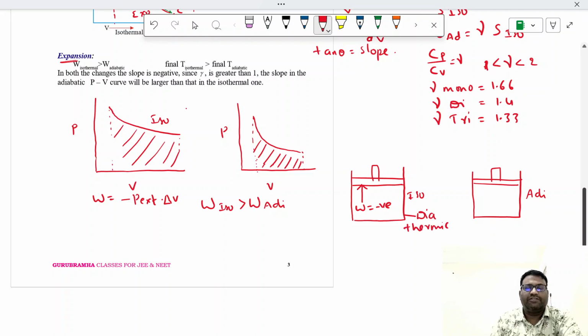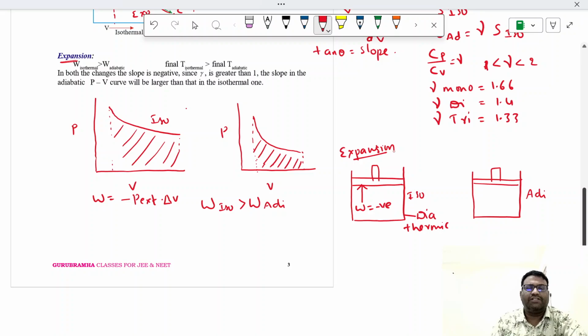Diathermic wall means which can allow the heat to flow through it. Heat can enter into the system, heat can leave the system. So work is done by the gas now. We are speaking about expansion work. During expansion, what happens? Work will be done by the system. Right?